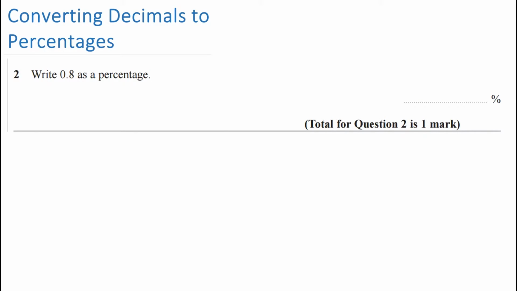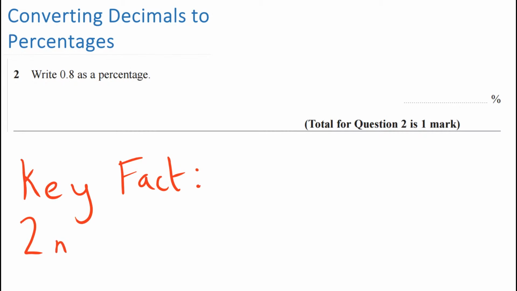Question 2 from the new Specification GCSE Maths specimen paper is about converting decimals to percentages. So the question is, write 0.8 as a percentage. The key fact to remember is that it's the two numbers after the decimal point that are your percentage. I'll just say after the point.